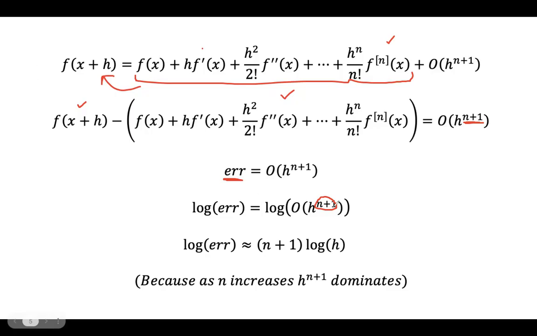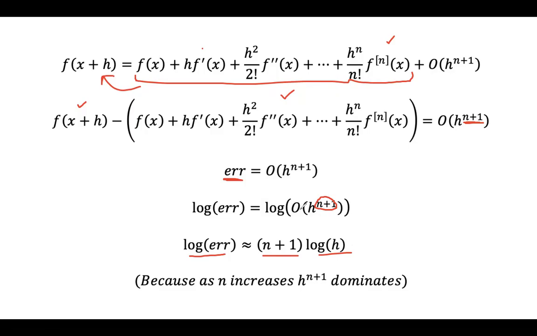So you know that this term is on the power term, so you can bring it outside the log. Once you bring it outside the log, it becomes log error is approximately equal to n plus 1 log h. Why is it approximately equal to? This might have some more constant terms like n factorial, n plus 1 factorial, all those terms will be there.